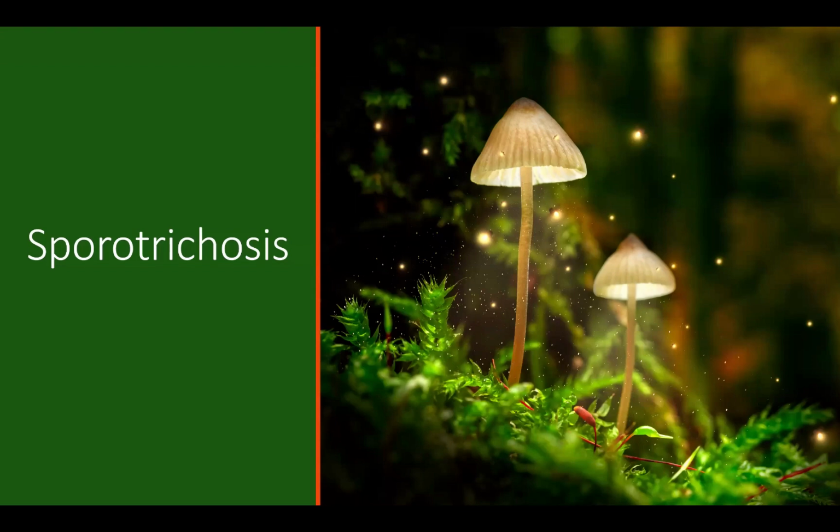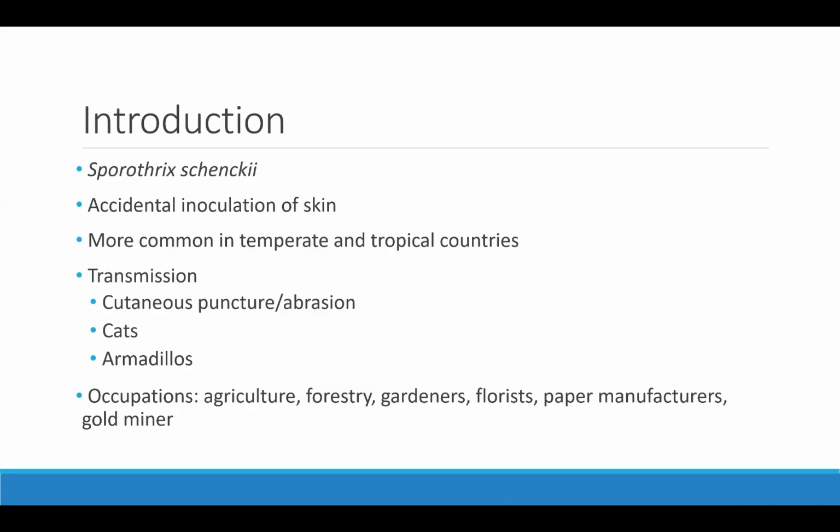The last condition we'll look at today is sporotrichosis. So this is slightly different from the previous conditions that we discussed because those tend to be more superficial fungal infections, whereas this is deeper. All right. So sporotrichosis is caused by Sporothrix schenckii, often due to accidental inoculation of the skin. It is more common in temperate and tropical countries.